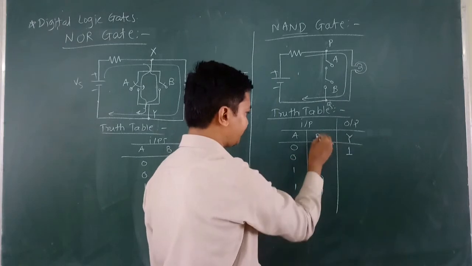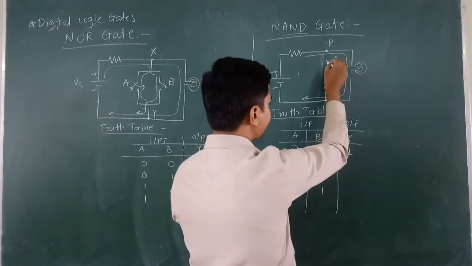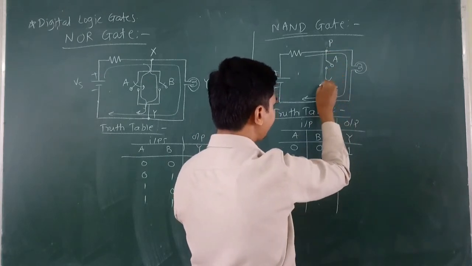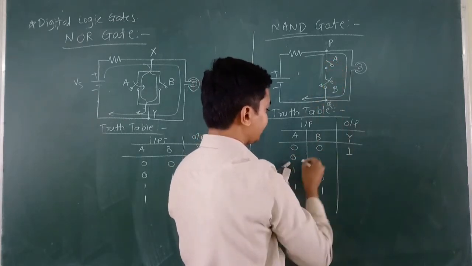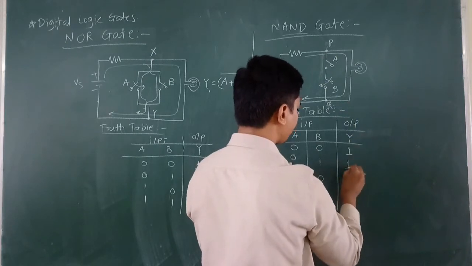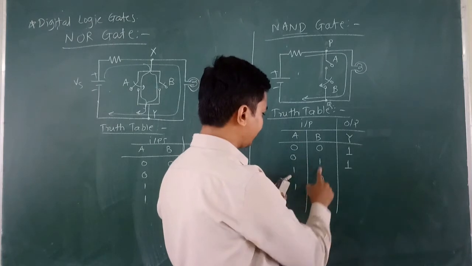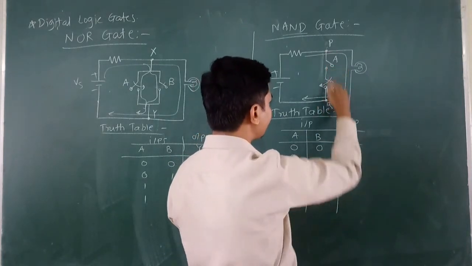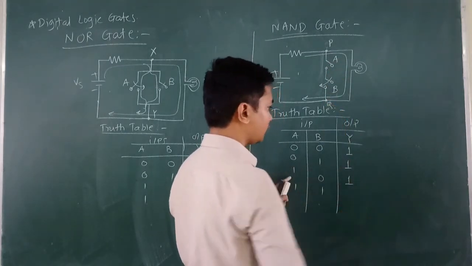Now A is 0 and B is 1. That means if A is open, the current still cannot flow from P to Q. But even if B is pressed, the current cannot flow through A switch. That means all the current will flow through the bulb. So Y will become 1. Right? Now A is pressed but B is not pressed. That means the current cannot flow through the P to Q points. So still the bulb will glow.